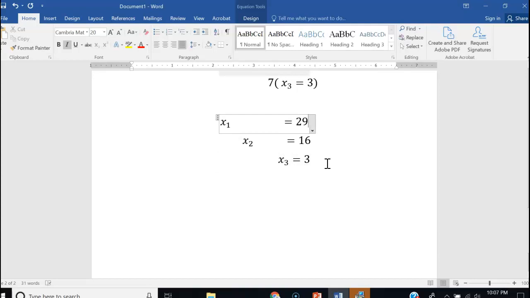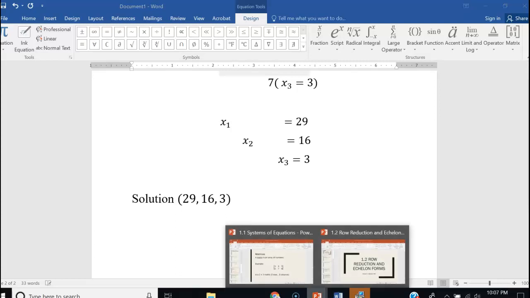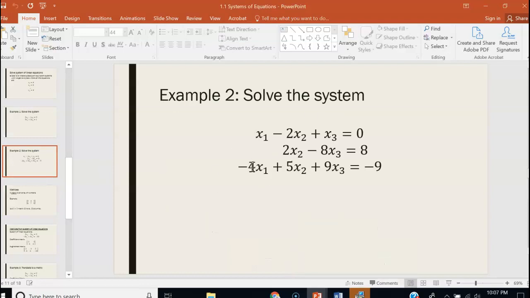And the solution would be the ordered triple (29, 16, 3). Okay, if you write x1 equals 29, x2 equals 16, x3 equals 3, that's fine too. But again, I'm emphasizing the fact that when you write your solution as a list of numbers, you always start with x1, then x2, then x3. Okay, so that's how we solve a system of equations.